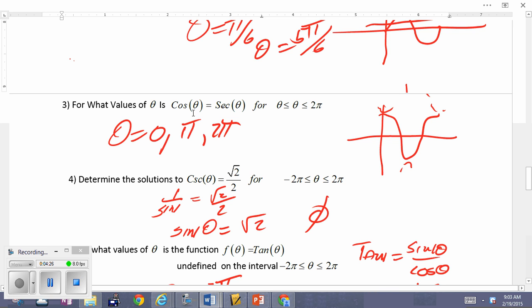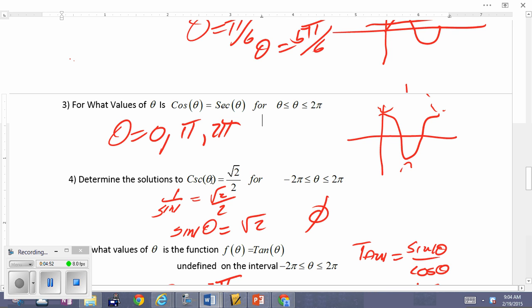For what values are the cosine and the secant equal? Well, again, we remember what the cosine looks like. Remember how we graph the secant. So they're meeting at those high points, which occur at the beginning, middle, and end of the cycle, okay? So it's 0, pi, 2 pi, or every multiple of pi, okay?